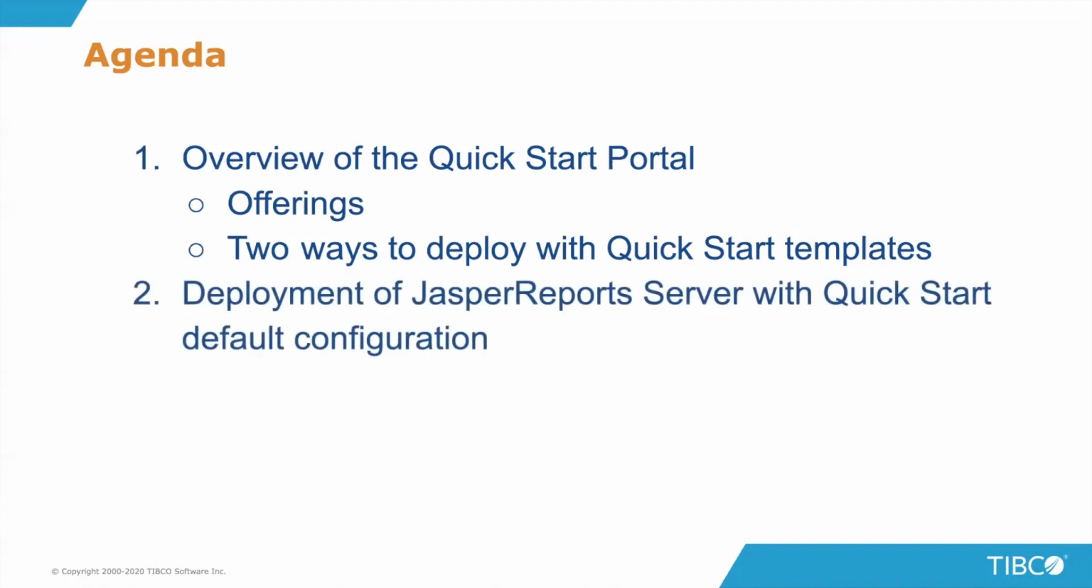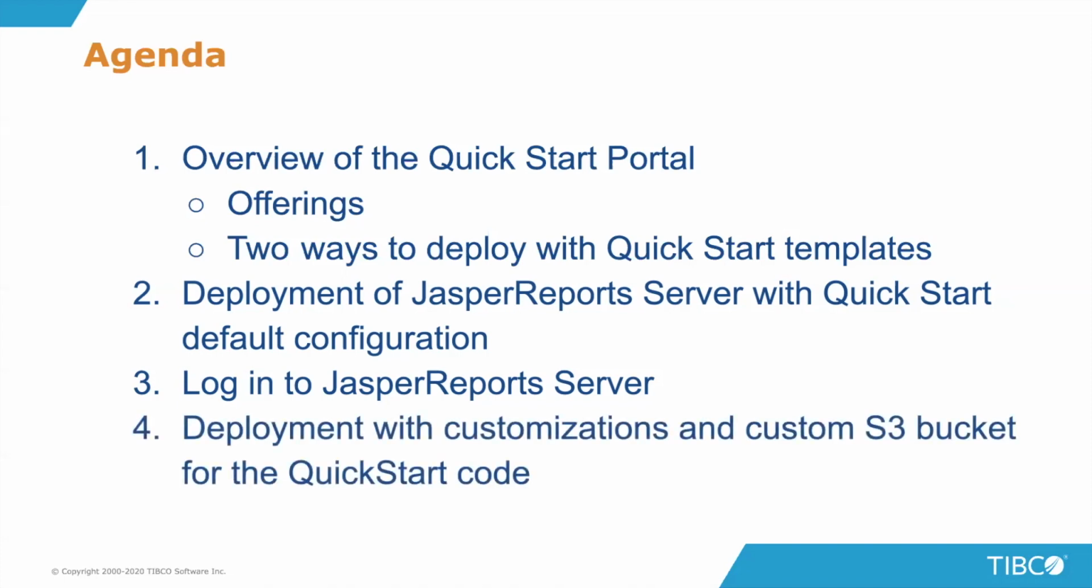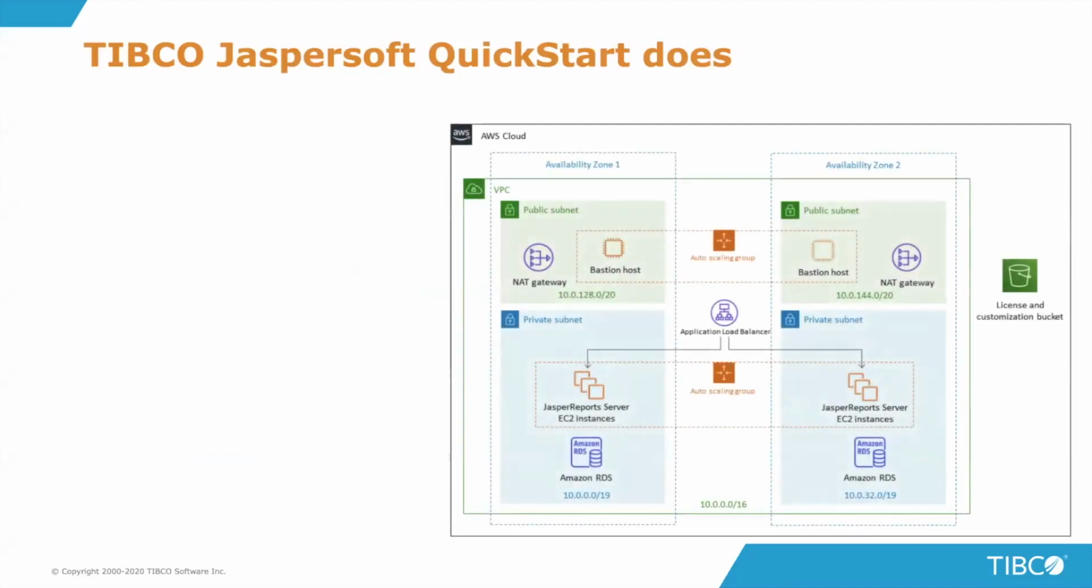We will deploy the JasperReports Server using Quickstart templates with default configuration. Then we will log into JasperReports Server and make sure that it works after deployment. And you'll see how easy it is to do. And then we will do a deployment with customizations and a custom S3 bucket for the Quickstart code. So let's take a look at Quickstart, how it actually works.